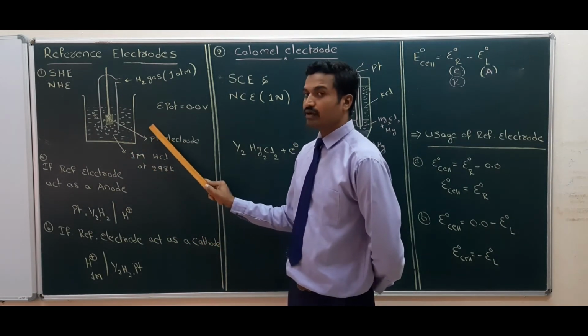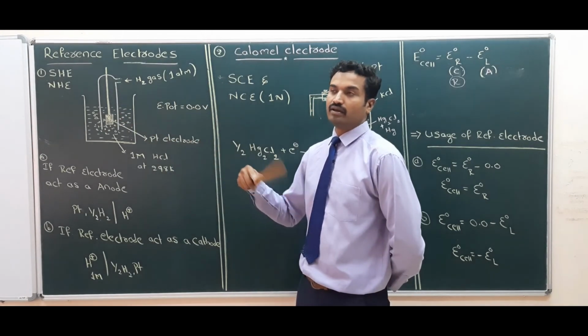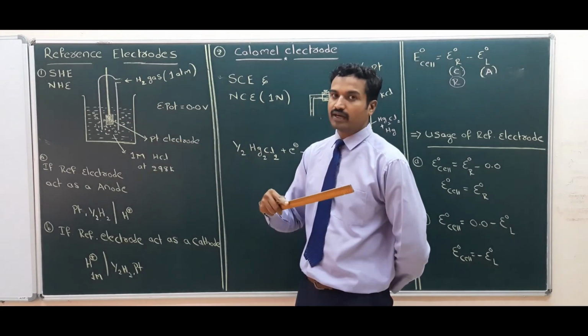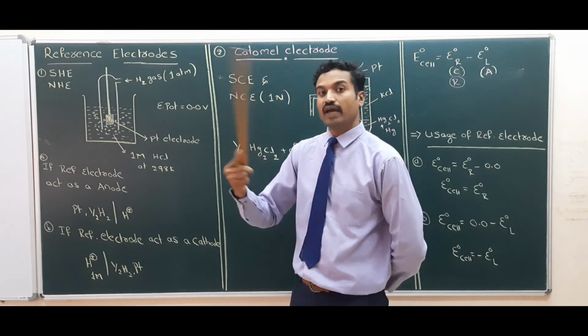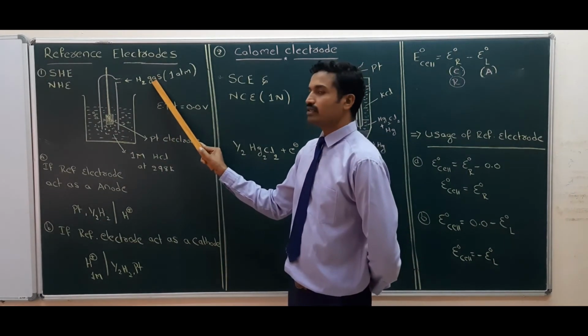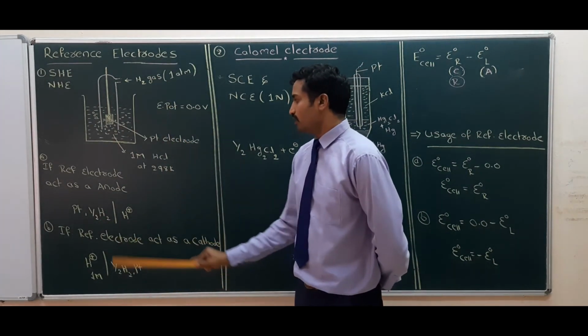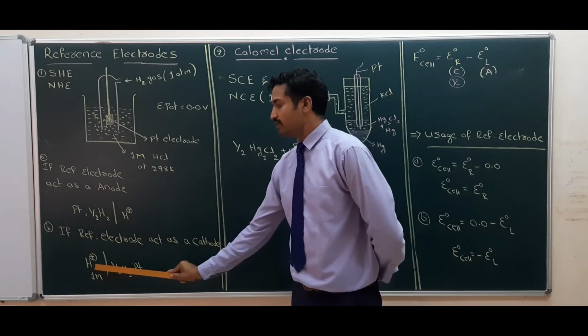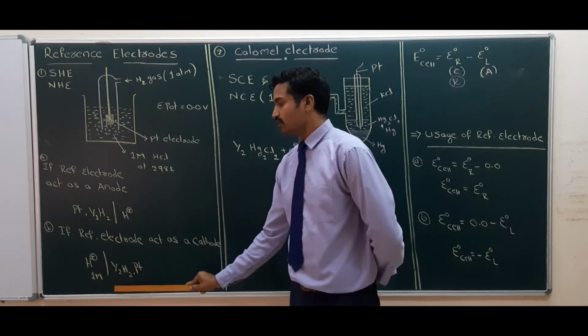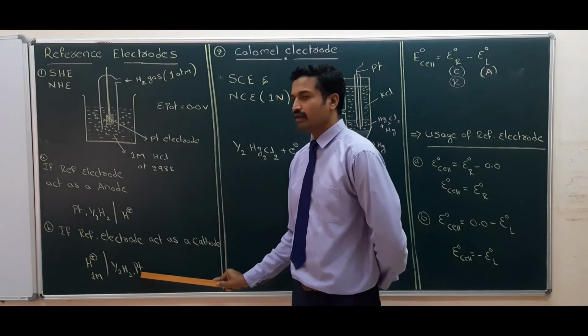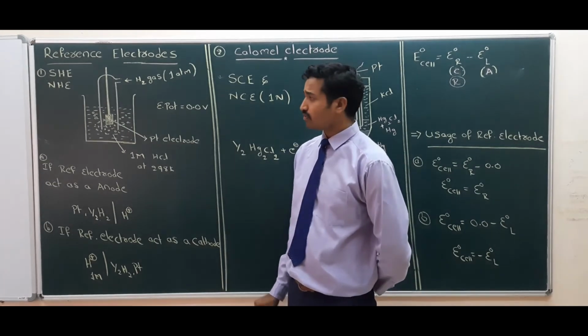When the reference electrode acts as a cathode, it means we are going to calculate the electrode potential of the anode. So if the reference electrode acts as a cathode, then it is reversed: H plus 1 molar concentration, single vertical line, half H2, platinum.